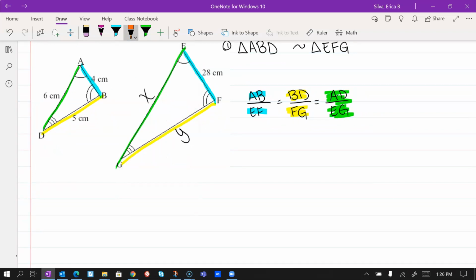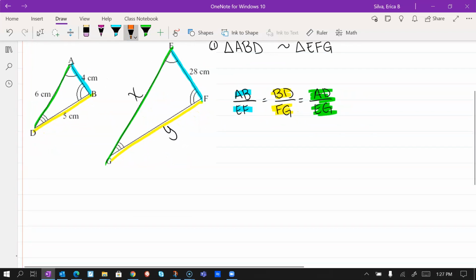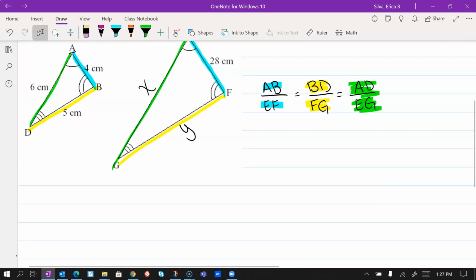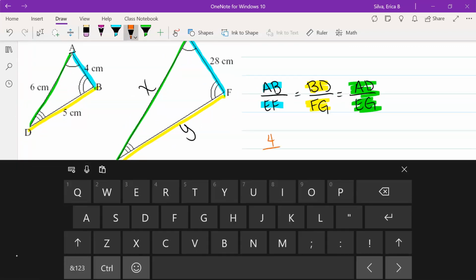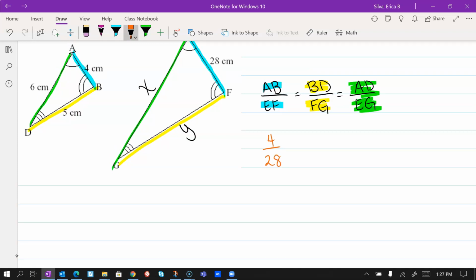All right, so let's go ahead and substitute our values from our figure. We've got AB is 4 over 28. We've got BD, which is 5 over Y. And we've got 6 over X.